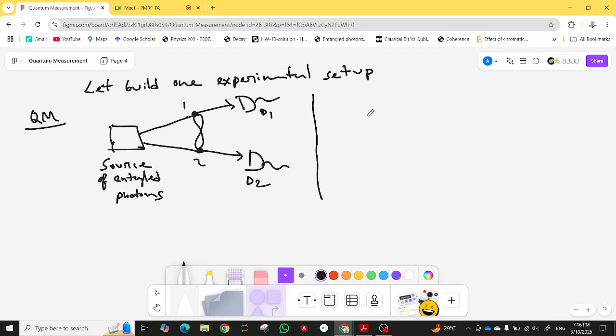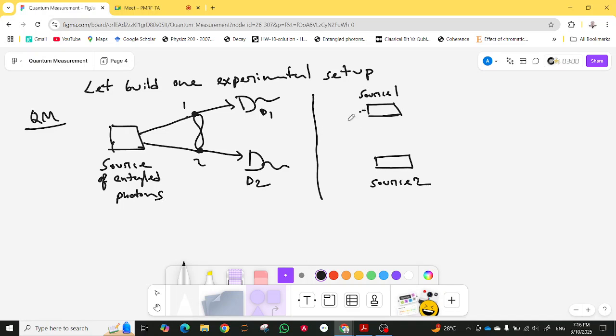And as EPR told, you need some hidden variable, right? So EPR don't believe that there exists an entangled photon source, because they asked the question whether it exists or not. So what they did, they took two different sources: this is source 1, and this is another source 2.